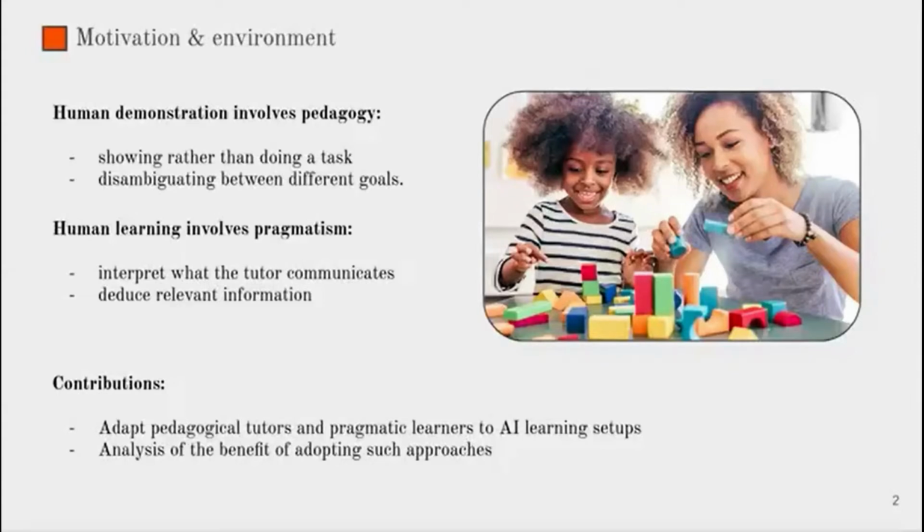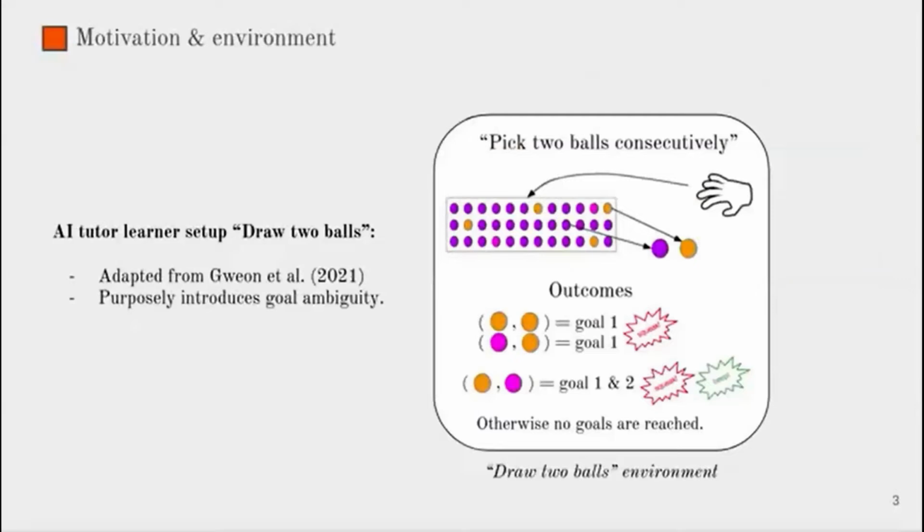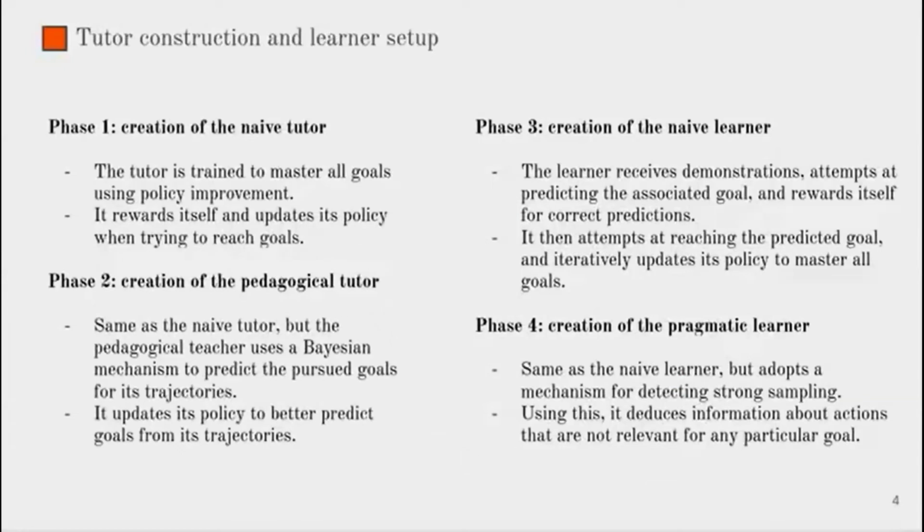We use the draw two balls environment, which is adapted from Gweon et al., and purposely introduces goal ambiguity. In the environment, the agent has to pick two balls consecutively, and given that choice, it can reach different goals. There are two phases where we create the naive tutors and the pedagogical tutors.